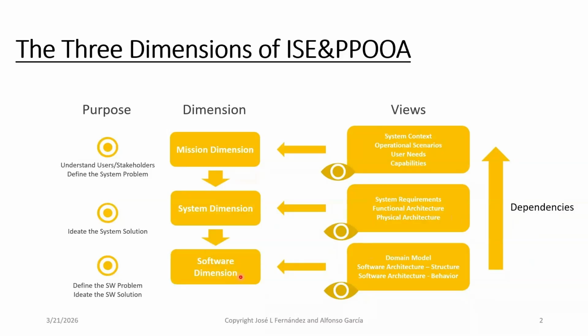Finally, for software-intensive systems, we create the software dimension to define the software problem and its solution accordingly. For that, we will create the domain model, which is kind of a bridge between the system architecture and the software components, and the software architecture with the two views, the structural view and the behavioral view.